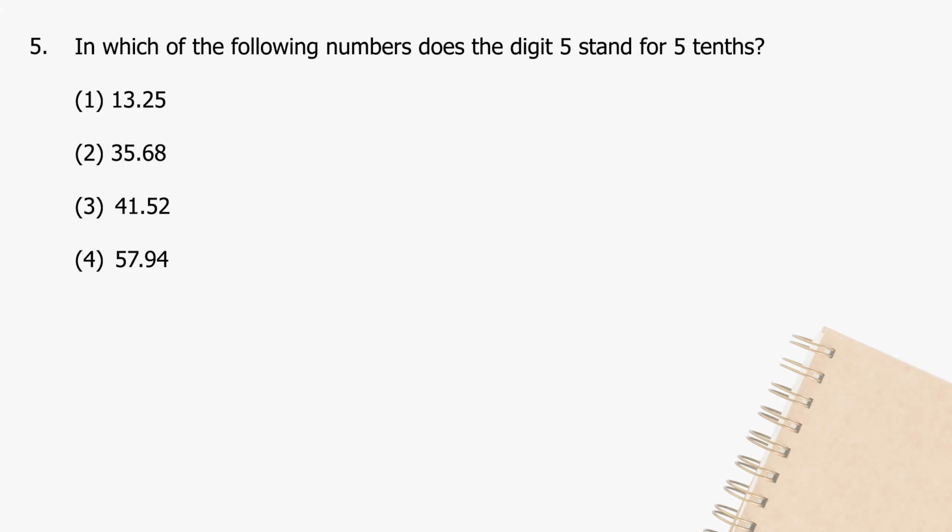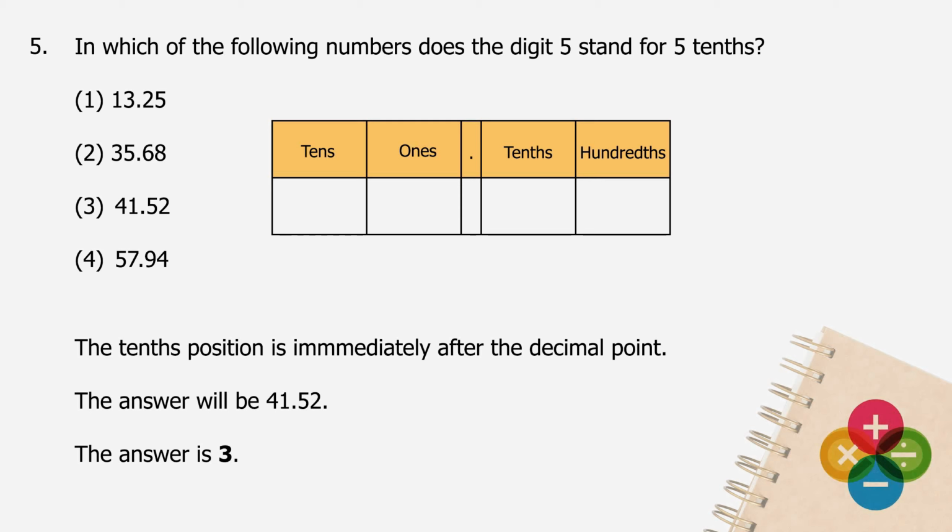Question 5. In which of the following numbers does the digit 5 stand for 5/10? The tenths position is immediately after the decimal point. The answer will be 41.52. The answer is 3.